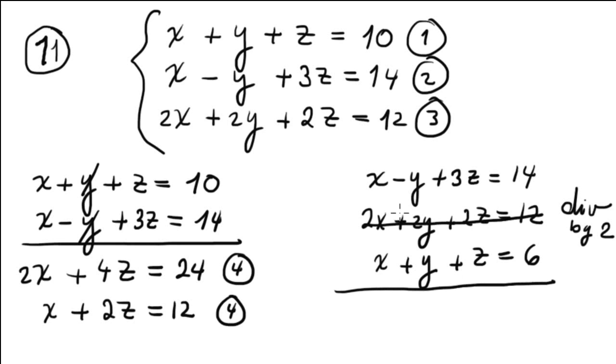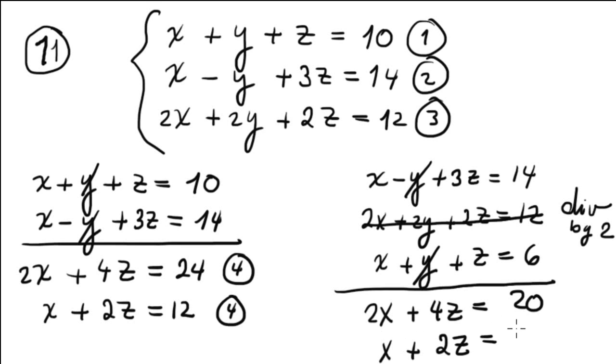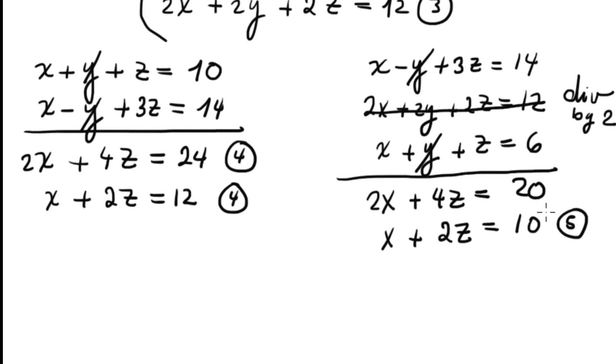Now ready for elimination. Adding here is 2x, this is cancelled. Same thing. And this is 4 plus 4z equal 20. Okay, one more time, I saw it's possible to divide by 2 to say that it is x plus 2z equal 10. And this is equation number 5. I want to copy here x plus 2z is equal to 10. This is equation number 5. And this is our new system.